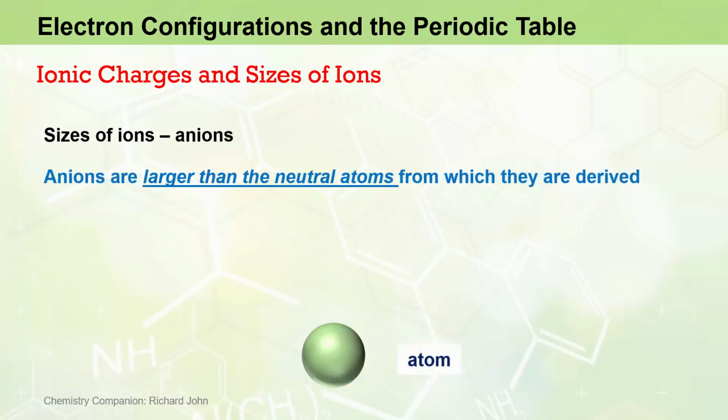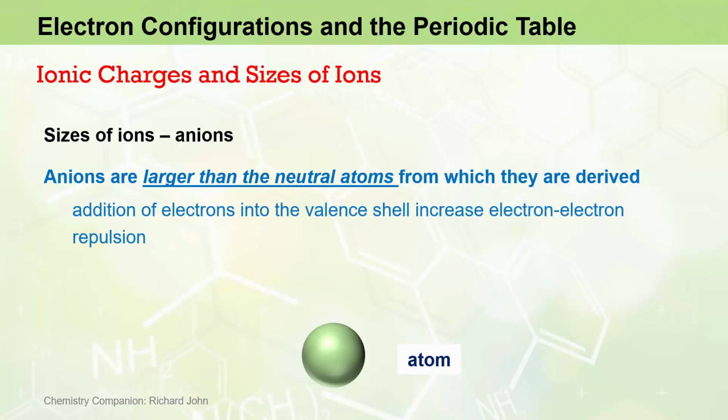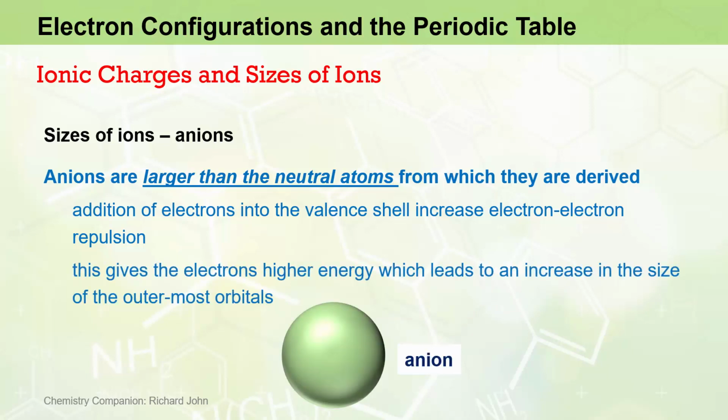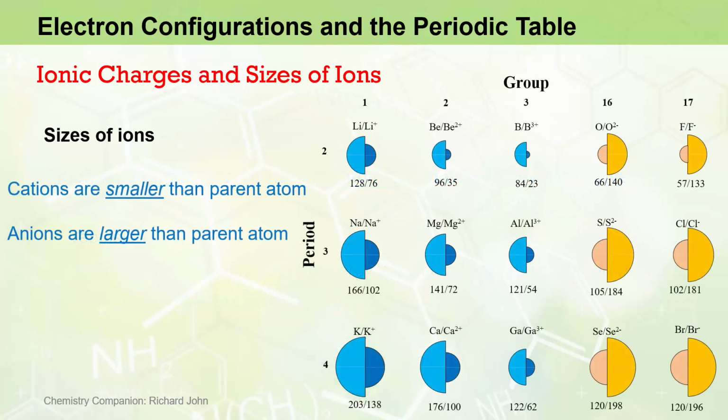In the case of anions, they are always larger than the neutral atoms from which they are derived, and this is because addition of electrons into the valence shell increases electron-electron repulsion, and this gives the electrons higher energy, which leads to an increase in the size of the outermost orbitals. So in summary, cations are smaller than the parent atom, anions are larger than the parent atom. And this diagram here shows the extent of difference between the ions and their parent atoms for some common main group elements.